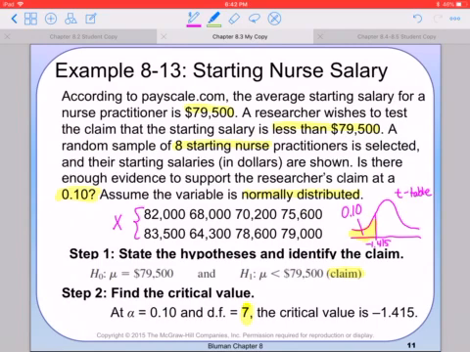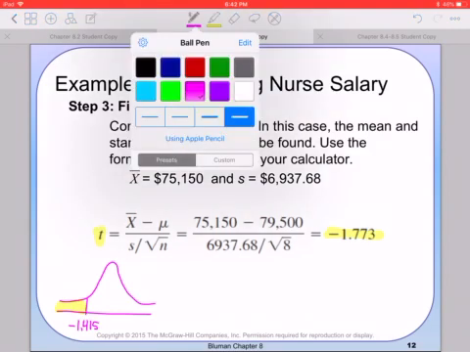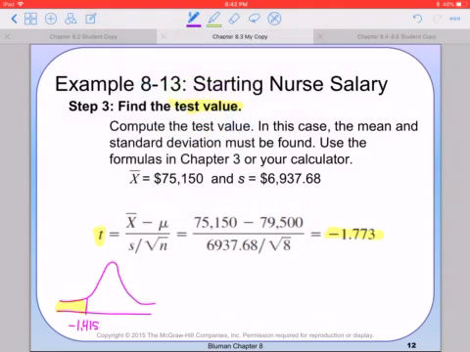Oh, okay, so I just figured out that I wrote down the wrong number. The number from our table, if you remember, is negative 1.415. Let me fix that. Sorry about that confusion. And then we've got to figure out where negative 1.773 is. And actually that is right here. All right, so it is in the critical region.